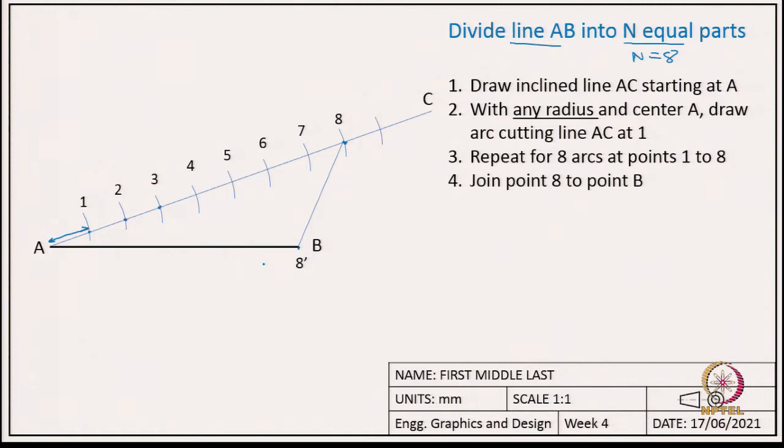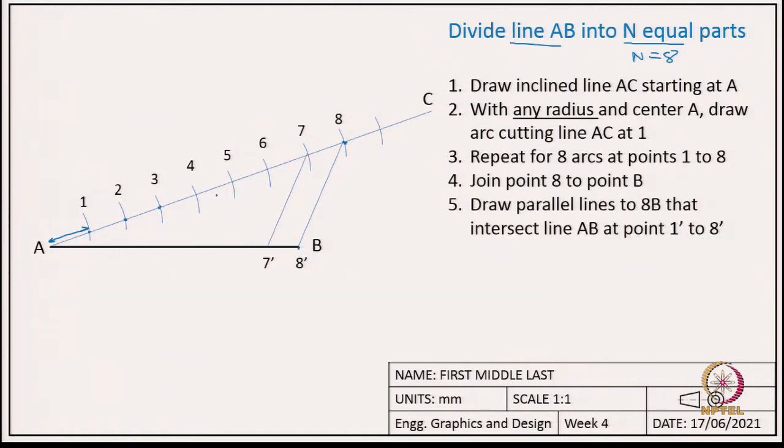Anyway, if you are able to draw these parallel lines, what we need to do now is draw lines parallel to this line B8. First, we draw this parallel line passing through point 7. This will have a corresponding point 7 dash or 7 prime. Similarly, I keep repeating for points 1 to 8 and then I get these points 1 prime, 2 prime, 3 prime, and so on until 8 prime. So, these points equally divide this line AB into 8 equal parts.